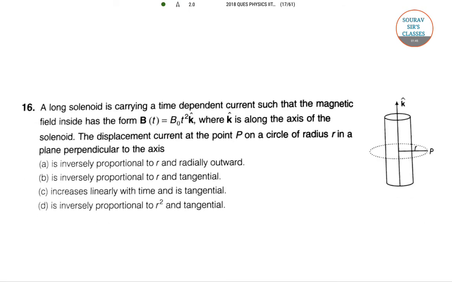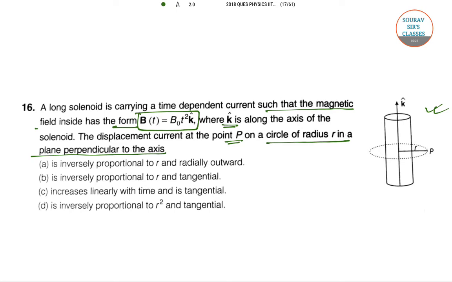16. A long solenoid is carrying a time dependent current such that the magnetic field inside is of the form B(t) equal to B0 t square k hat, where k hat is along the axis of the solenoid. We need to find the displacement current at the point P on a circle of radius R in a plane perpendicular to the axis. We need to find the basic relationship.